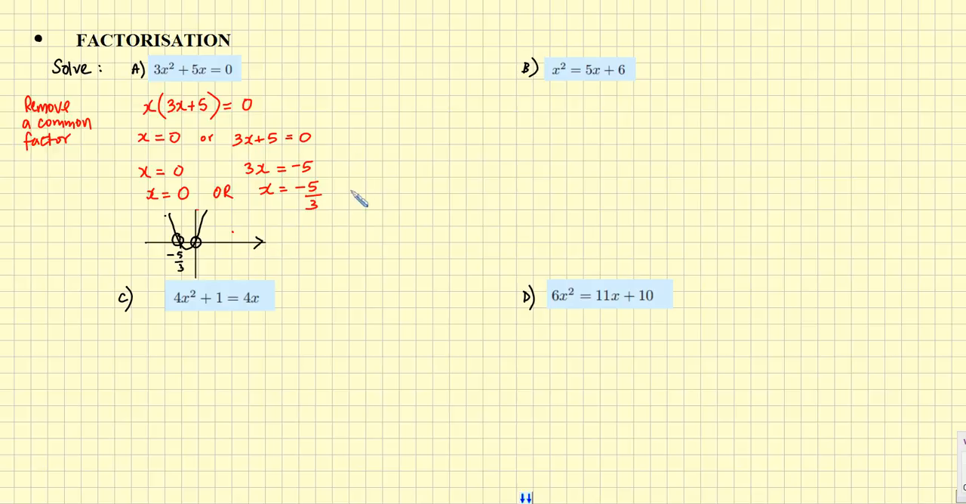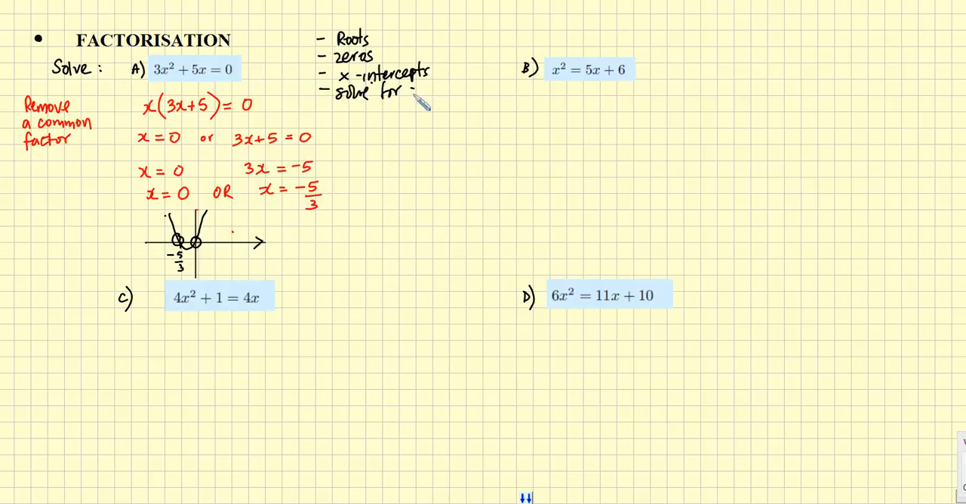Now, there are at least three ways that we can describe the x-intercepts or solving for a quadratic. So we could be looking for the roots, we could be looking for the zeros. So you could be told to find the roots or find the zeros, find the x-intercepts, or it could just be find, solve for x.